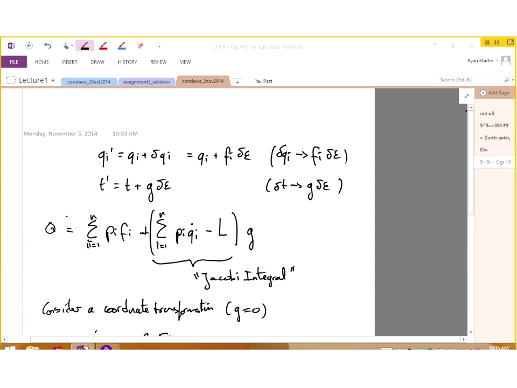Okay, so I'll stop here because my tablet is almost unusable at this point. And next, on Wednesday, I guess, we'll just do a couple of examples of finding what these conserved quantities are. And then we'll move on to the Hamiltonian. Okay, any more questions about this?